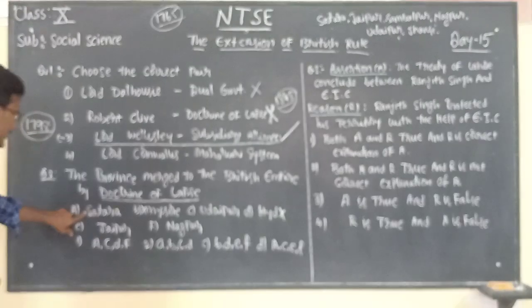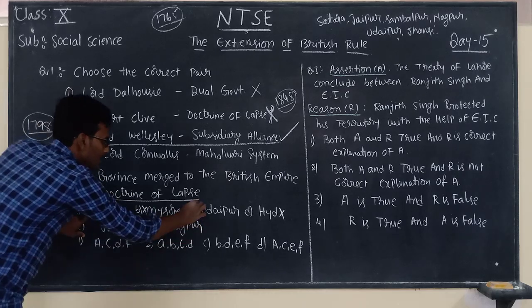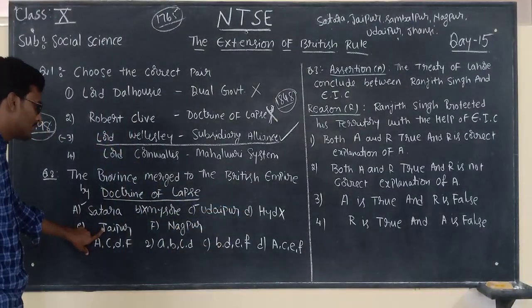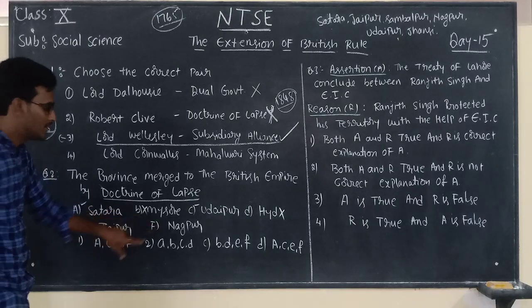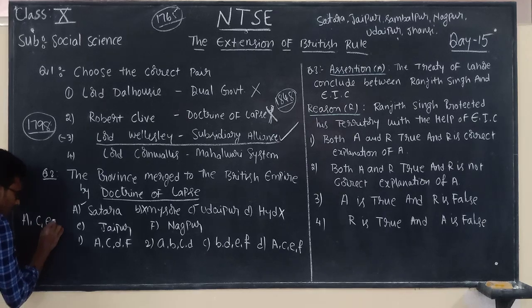So now Satara is the right one, Udaipur is also right, Jaipur also right, Nagpur also right. So here Satara is A, and after that Udaipur is C, Hyderabad is not there, right? And E, and finally F is there. So here the right matching is ACEF.